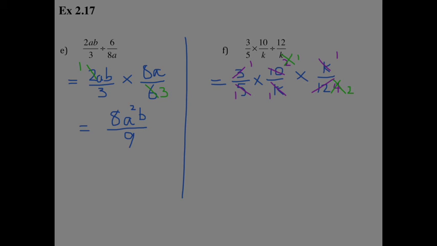What am I left with now on the top? On the top I've got a 1 times a 1 times a 1, which is 1. On the bottom I've got a 1 times a 1 times a 2, which is 2. There's the answer to part F.